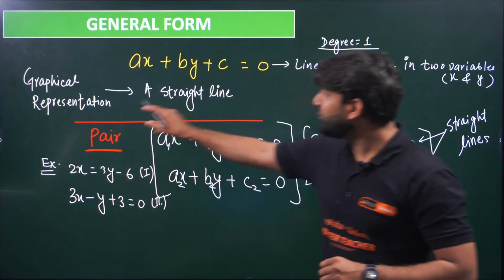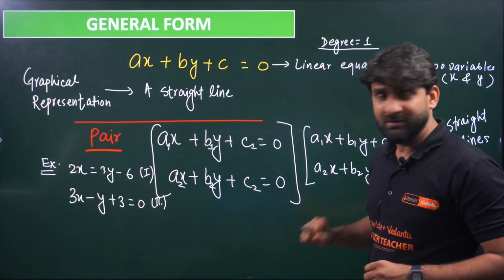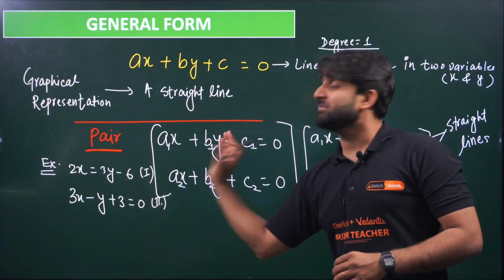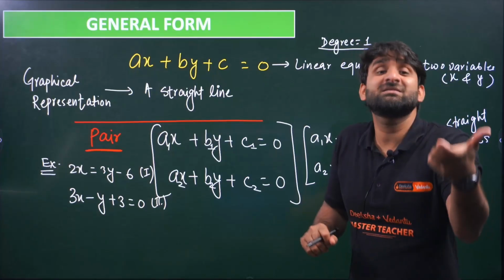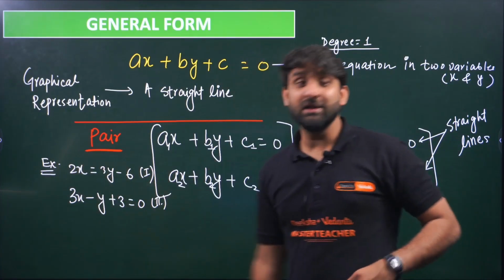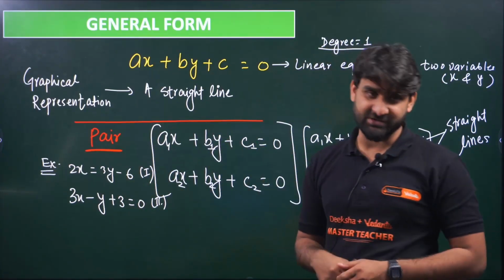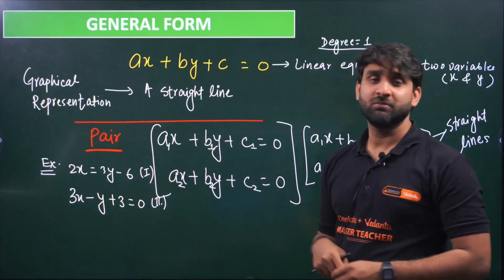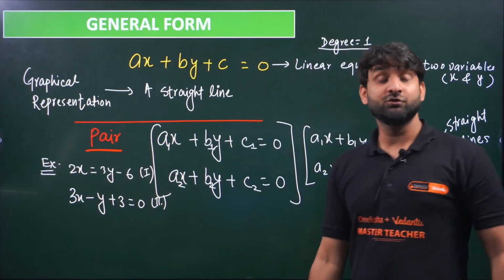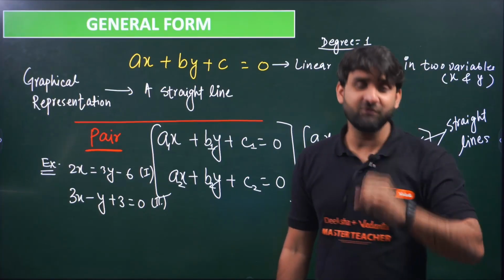Listen, according to the general format, the x family, the y family and the constant, I mean the pure constant, should all be together on the same side. But if you look at the first equation, x is on the left side of the equal sign, and 3y minus 6 is on the right side of the equal sign, which is not like the general form. The general form is ax plus by plus c is equal to 0, but this does not look like the general form. So always make sure to modify the given linear equations into general form.